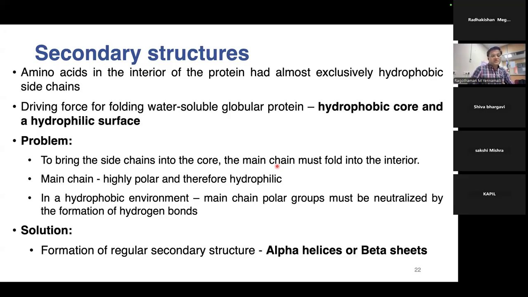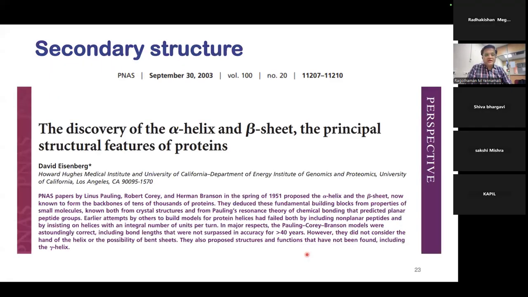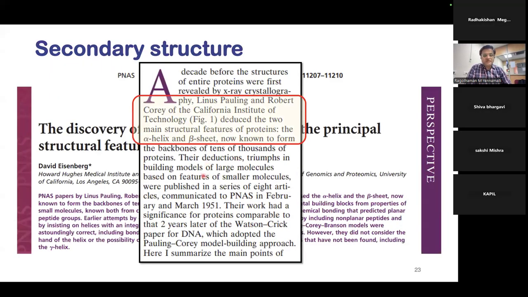The easiest way to bring hydrophobic residues inside and bring the hydrophilic amino acids to the outside is by using the conformation of a helix or beta sheets. So a helix, and this is the paper that talks about how Linus Pauling, even before the alpha helical structure was identified, gave a model of the alpha helical structure and beta sheet.